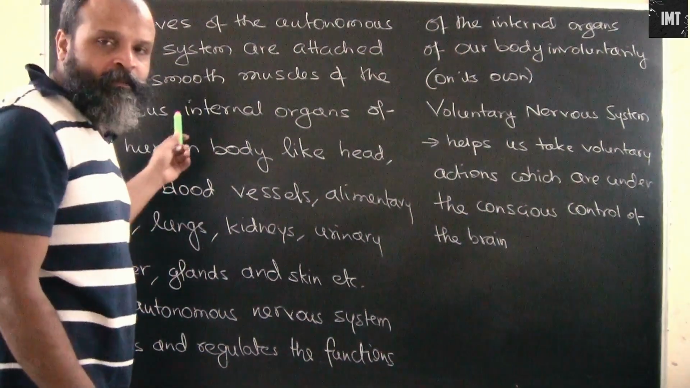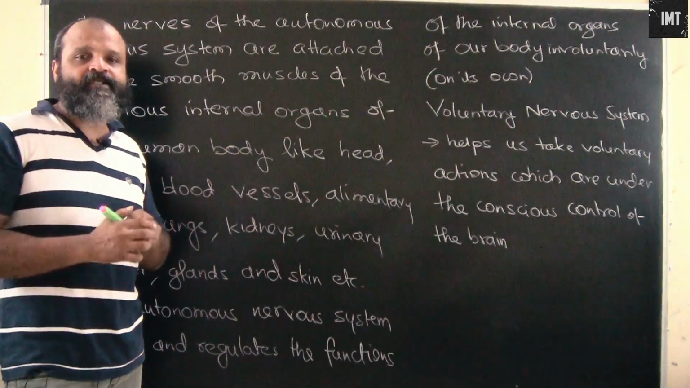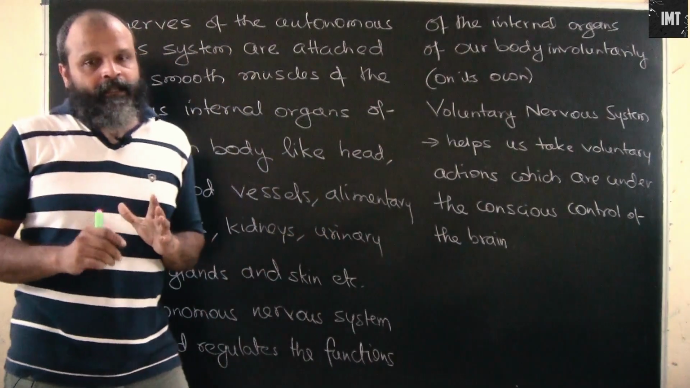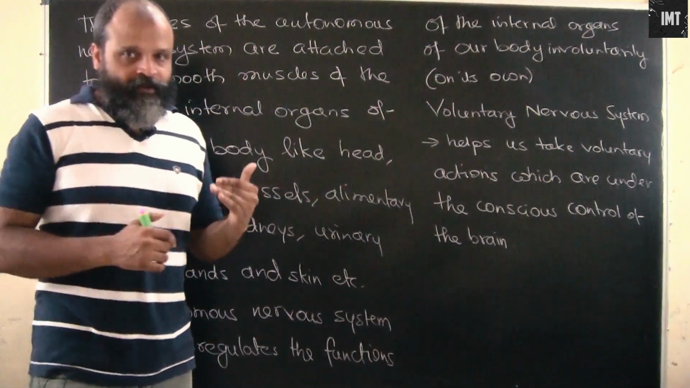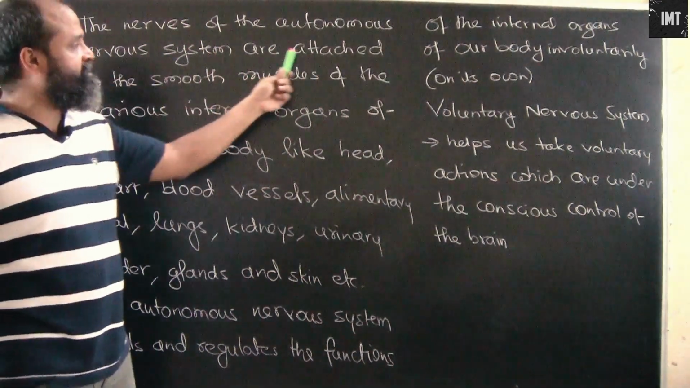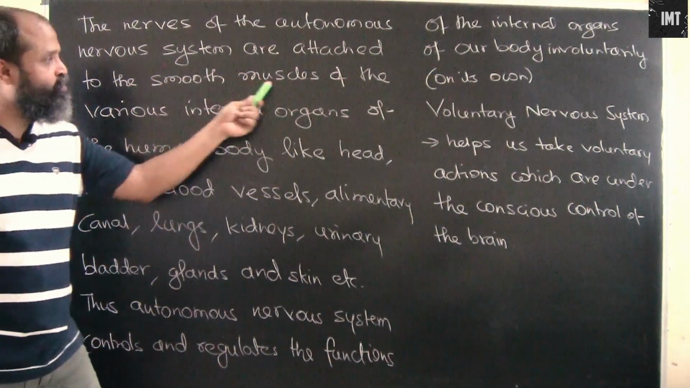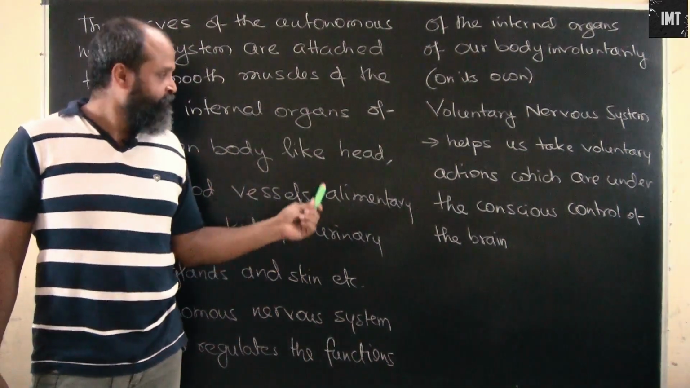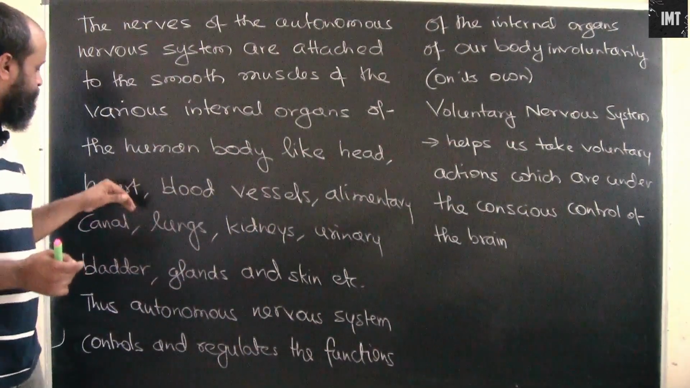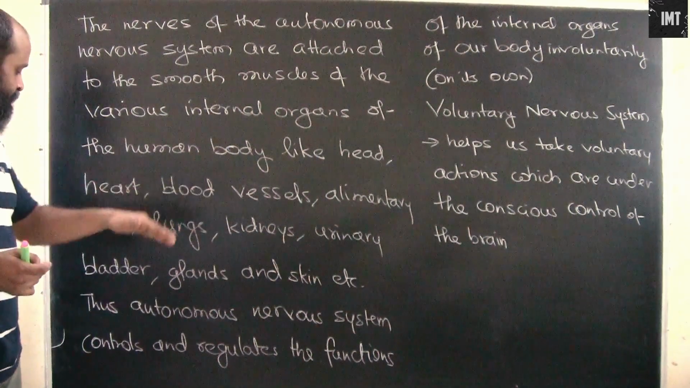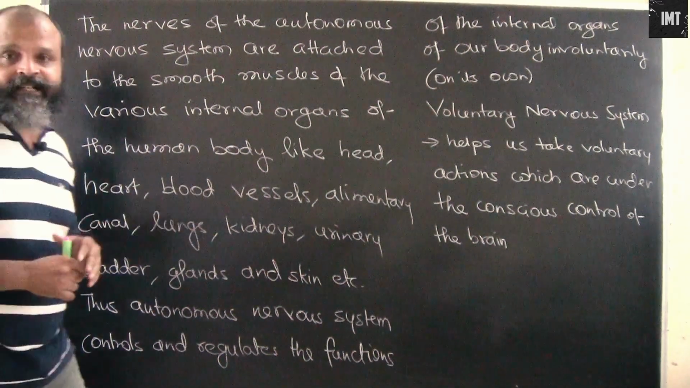Okay, so the autonomous nervous system, as the name itself suggests, auto. So it's an autonomous nervous system. It acts on its own. The nerves of the autonomous nervous system are attached to the smooth muscles of the various internal organs of the human body. Okay, like we have the head, the heart, the blood vessels, the alimentary canal, the lungs, kidneys, urinary bladder, glands and skin, etc.